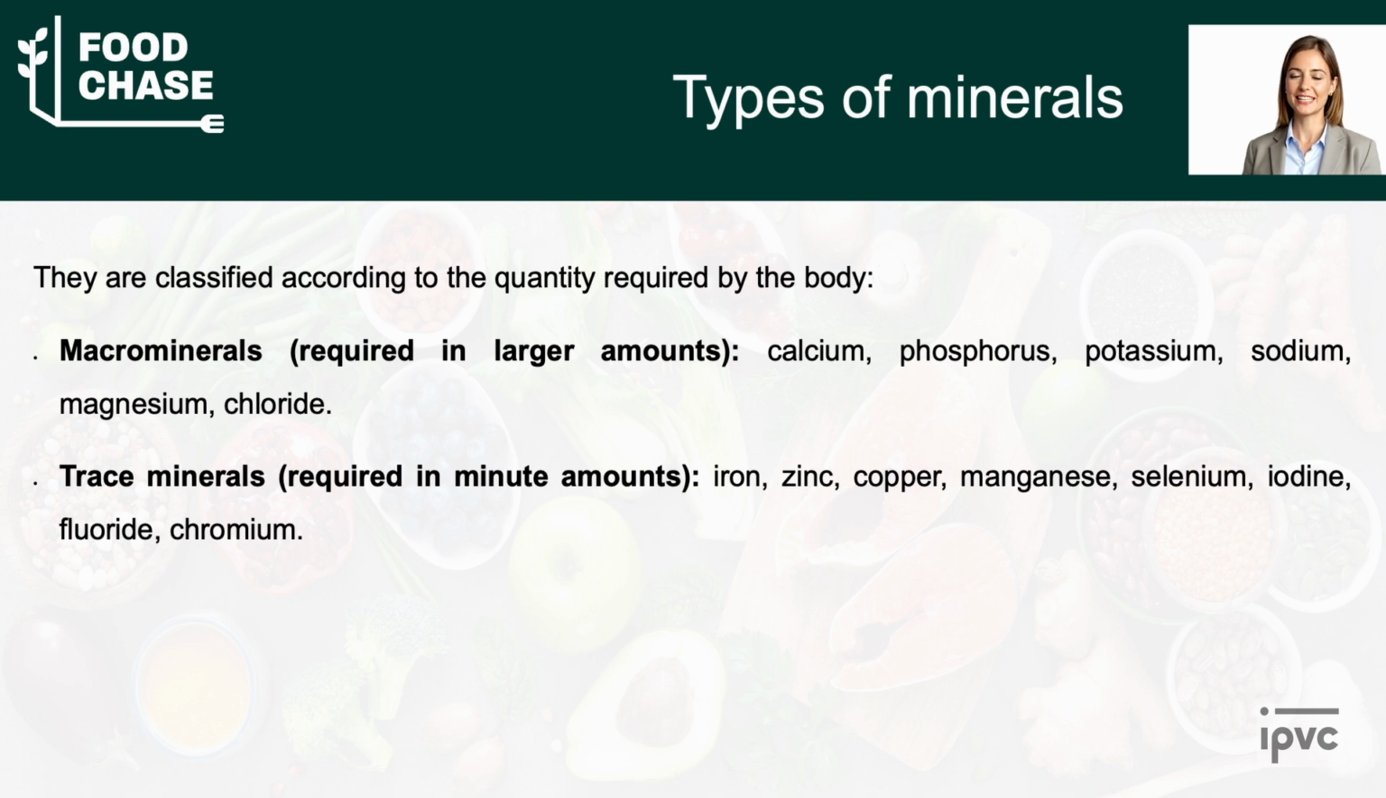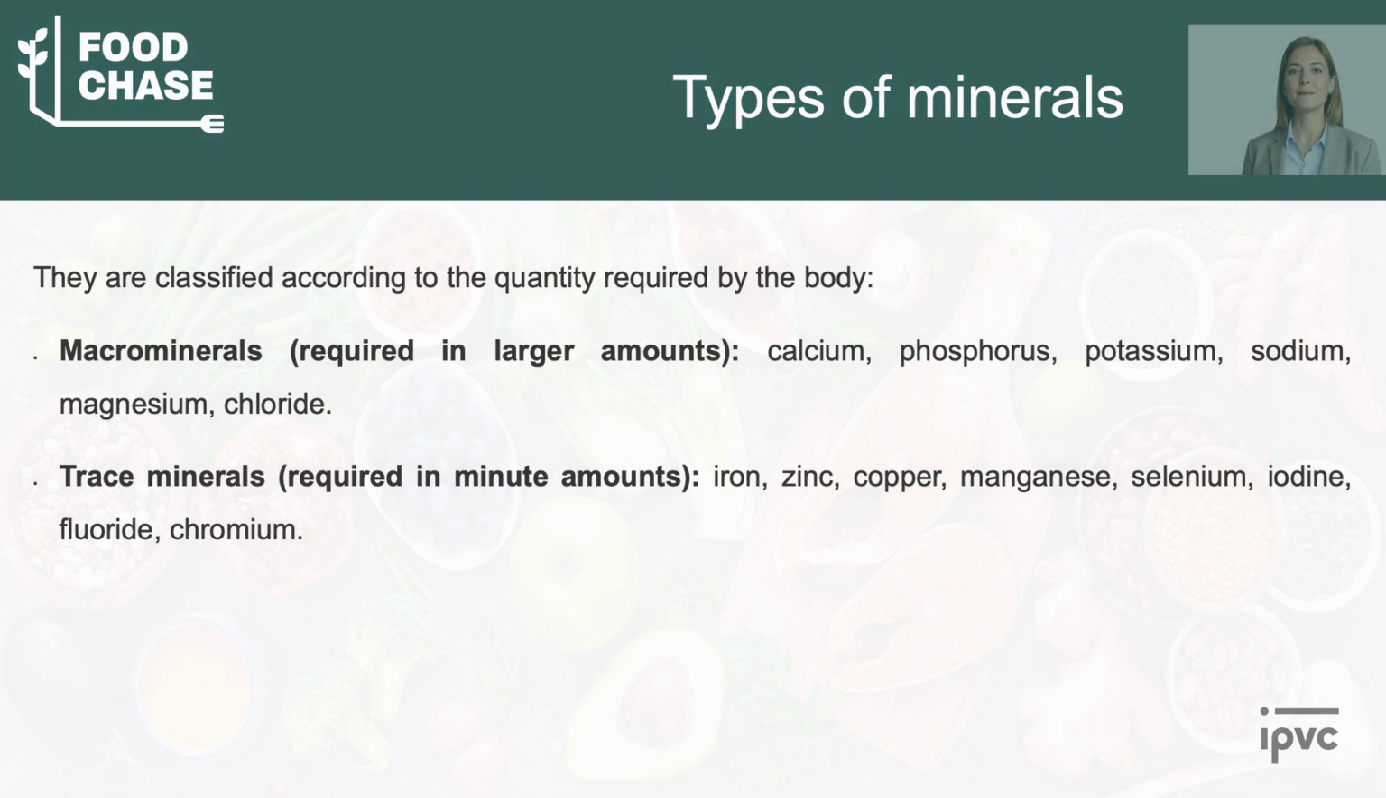Macrominerals like calcium, phosphorus, potassium, sodium, magnesium, and chloride are required in larger amounts. Trace minerals, including iron, zinc, copper, selenium, and iodine, are needed in minute amounts, but are equally essential. Both groups must be present in balanced proportions for optimal health and food quality.